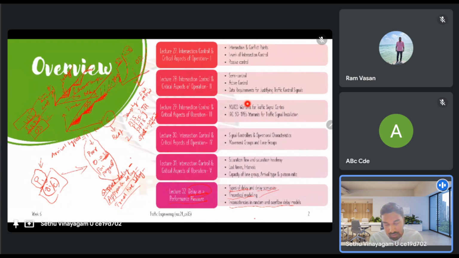So around this V by C ratio of 1, both the random delay model and the overflow delay model won't give a realistic value, right? That is what we call the inconsistency in the random and the uniform delay model. This is overcome by other types of models like the axiatic model. Okay, so these are the different things that we looked at with respect to intersection control and operations. Now let's move on to some questions related to these.